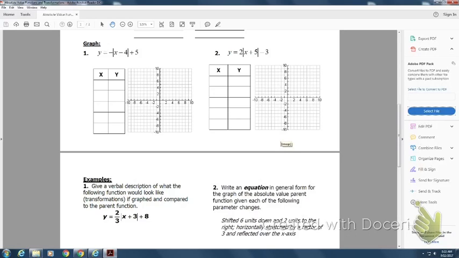x minus 4, Natalie, which direction is that going to move the graph? It's going to go to the right 4 units. And that plus 5 is going to go which direction? That's going to go up. So there's my vertex right there.